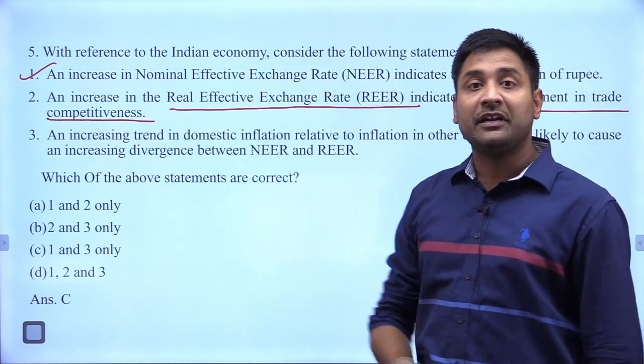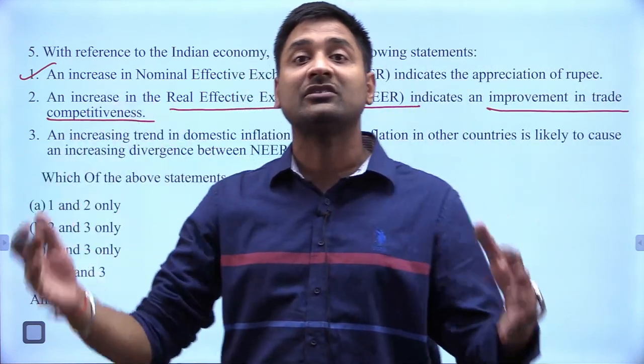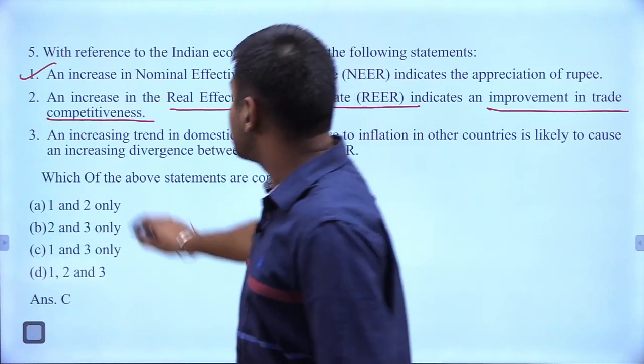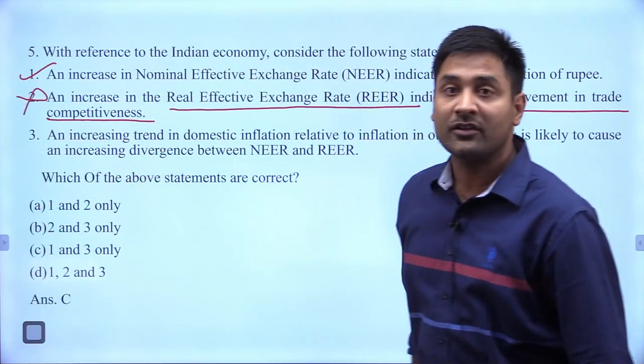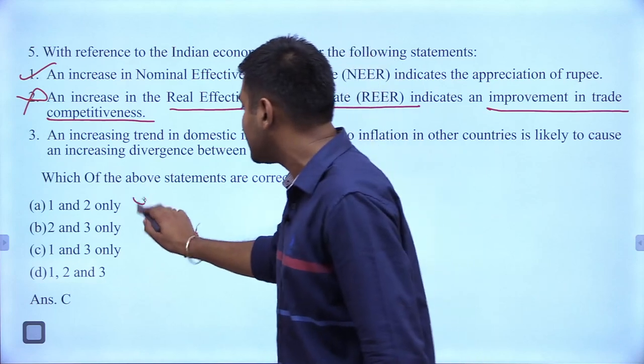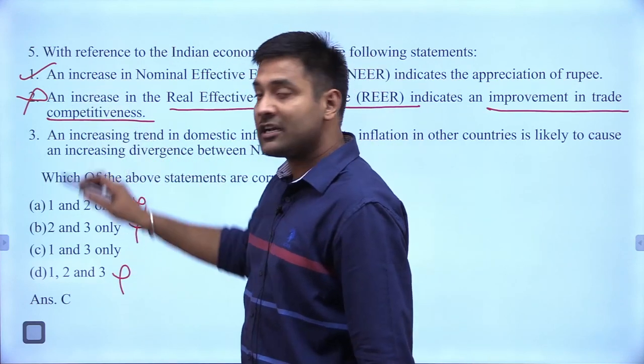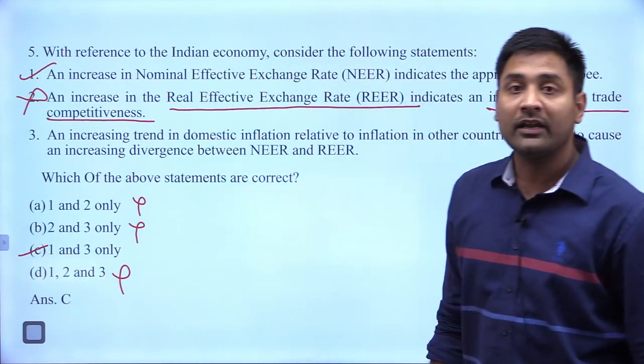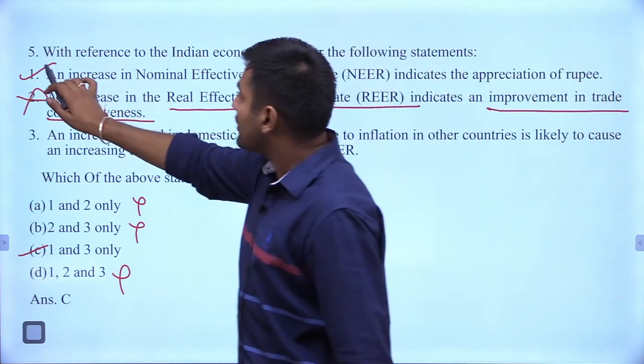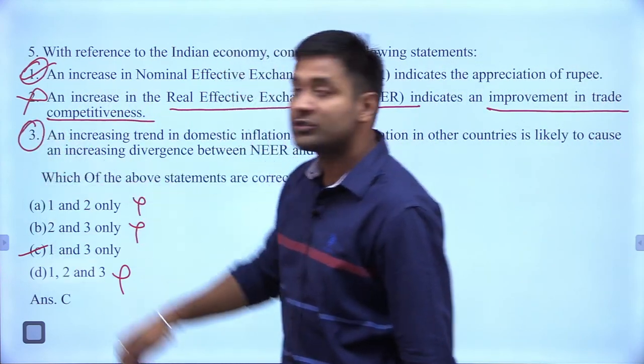This trade competitiveness is at international level. Now, this particular statement is wrong. Again, from the elimination method, if this second statement is wrong, so answer would be 1 and 3. Suppose you are not aware about these two statements.